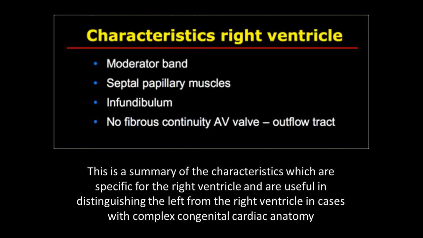The characteristics of the right ventricle that help differentiate it from the left ventricle are listed here. But why do we need to differentiate? Is it very difficult to differentiate between the left and right ventricle? In some complex congenital heart disease, yes, it's difficult. So we need to know the features that characterize the right ventricle from the left ventricle.